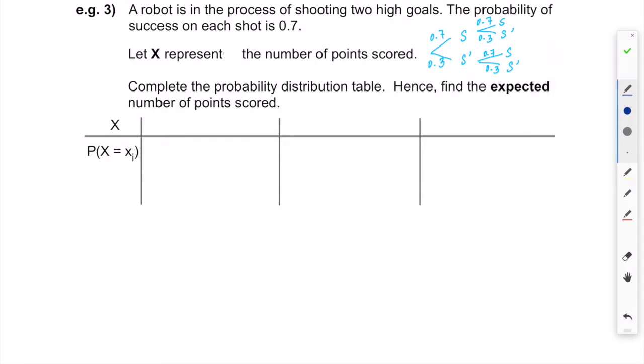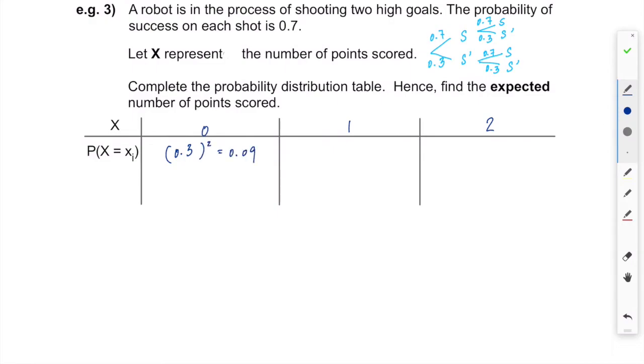If I consider the number of points scored, that means out of the 2 shots, what is the least number of shots that made it? Well, of course, 2 misses. Or score 1, miss 1, or score both, okay? And let's calculate the probability of each. So getting 0 goals, we're looking at S prime, so that means it's 0.3 times 0.3, which is 0.09.